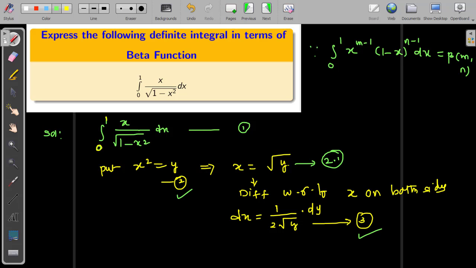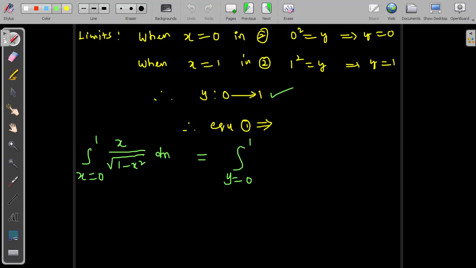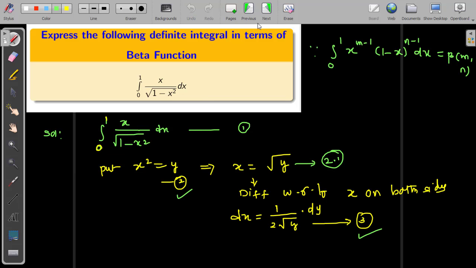Okay, from 2.1, x equals root y. So in the numerator we have x, replace x with root y, divided by the denominator, the square root of 1 minus x square. x square is from the equation, y.